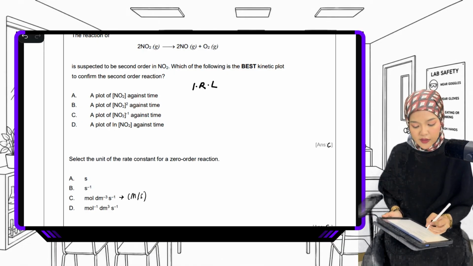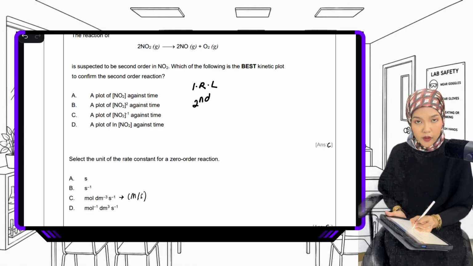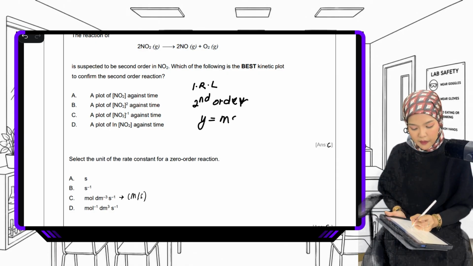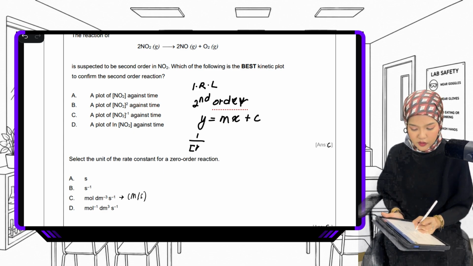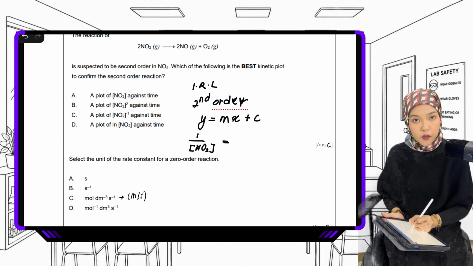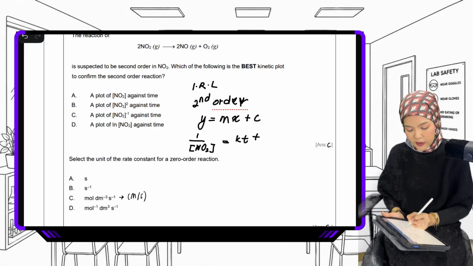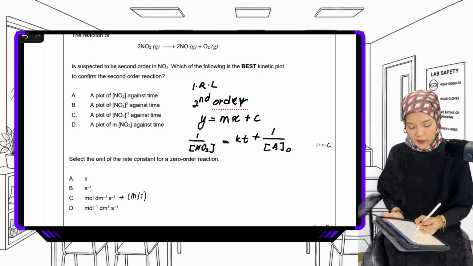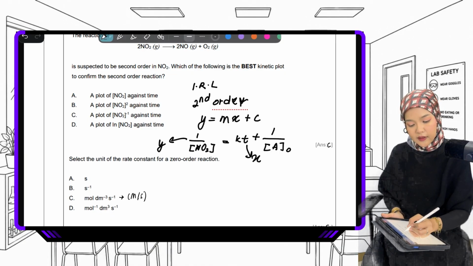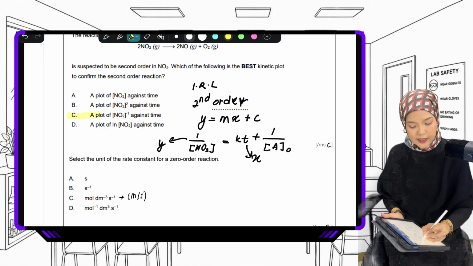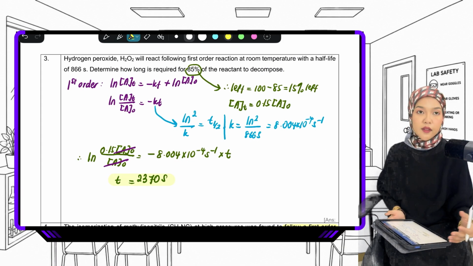For this integrated rate law, because it's second order, the straight line equation is y equals mx plus c. So the y is 1 over concentration of NO2, equal to kT plus 1 over concentration initial, where m is k. So this is going to be your y, this is going to be your x. Alright, so in this case, the only right answer is going to be C. Right? Look at this one.